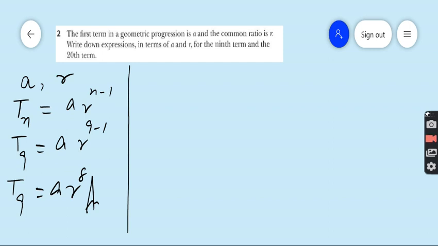And the 20th term. Now we have to find the 20th term. Very easy. T20 = a r^(20-1), that is a r^19. So this is the answer. So a very small and very easy question. Move to question number 3.